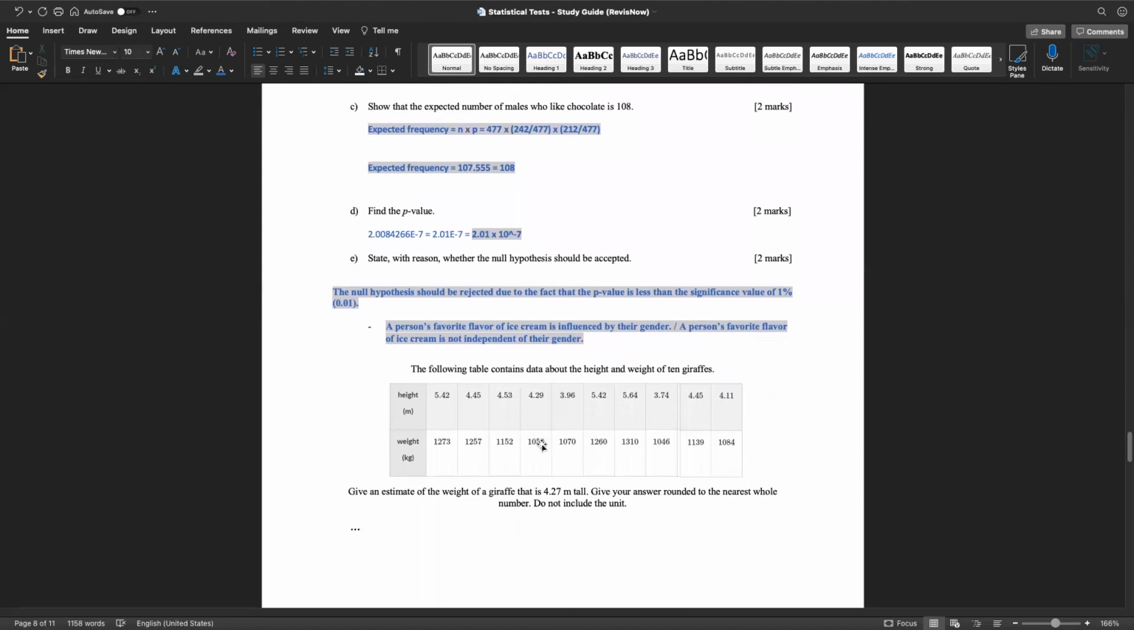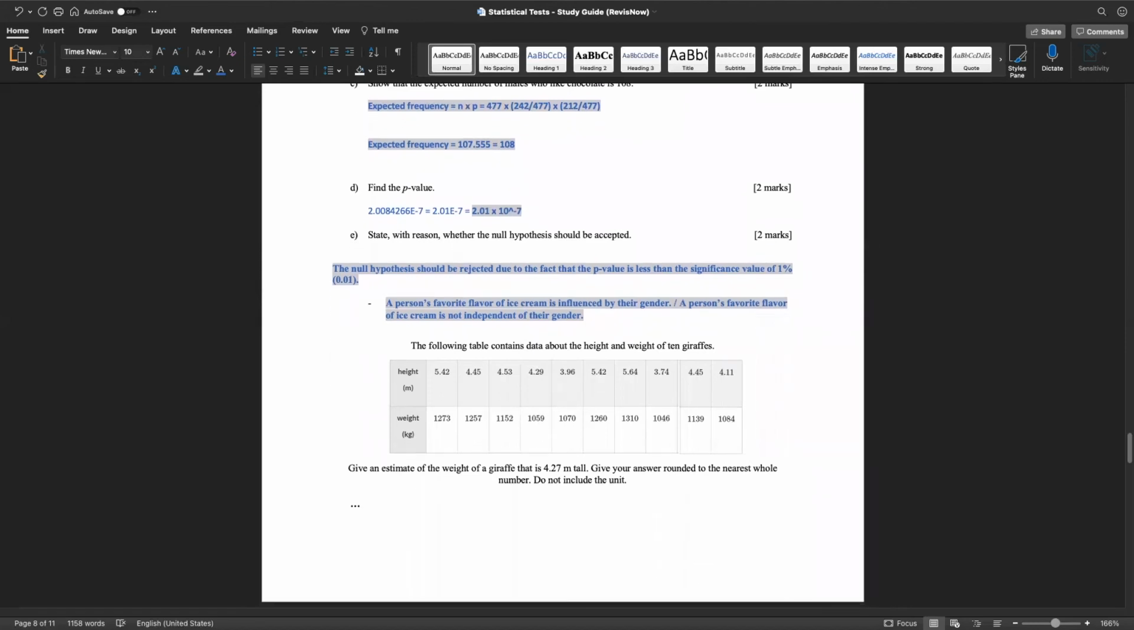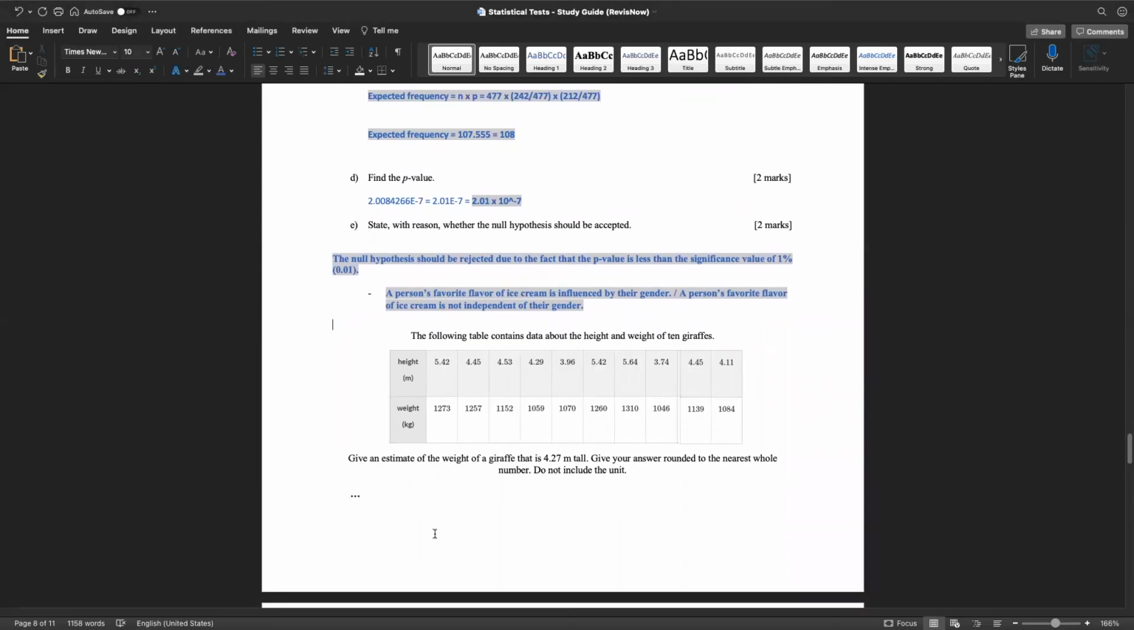Okay. Next question. The following table contains data about the height and weight of 10 giraffes. Give an estimate of the weight of a giraffe that is 4.27 meters tall. Give your answer rounded to the nearest whole number. Do not include the unit. So from the data table, you should be able to deduce that we're using Pearson's, because when it says give an estimate, it's asking you to plug something into an equation.